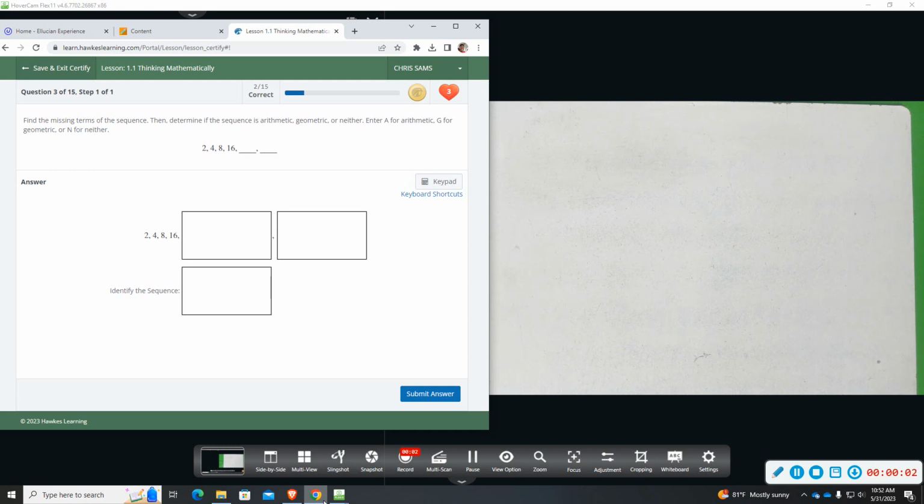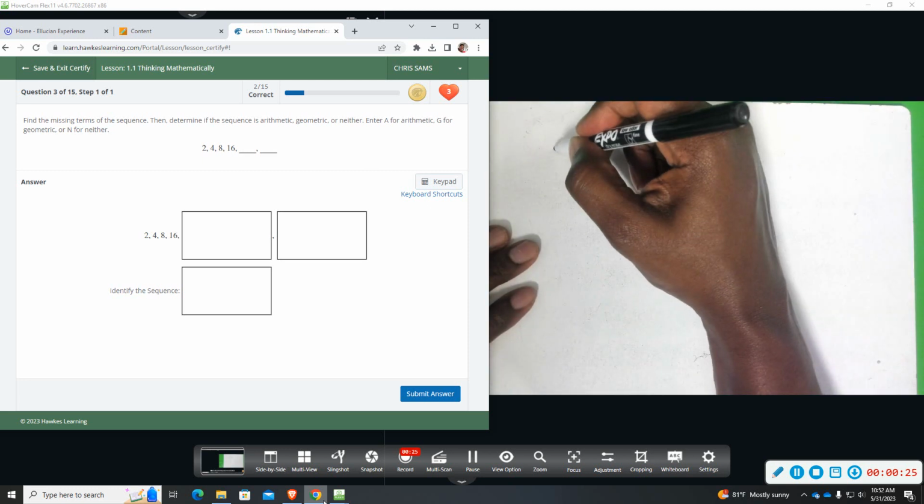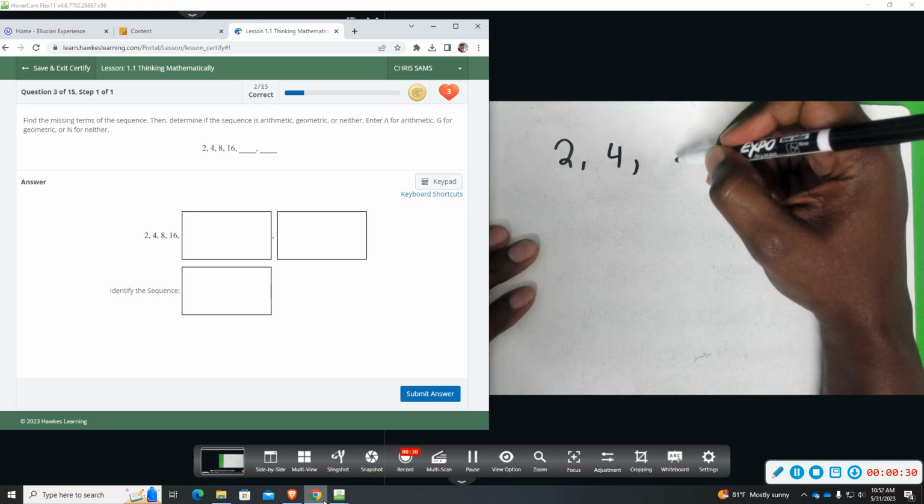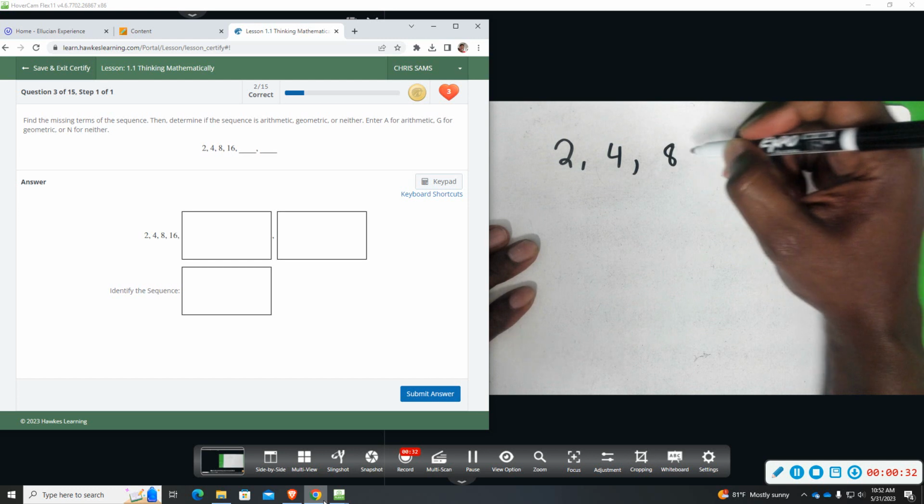Okay, the next few problems we're going to be trying to figure out if the sequence is arithmetic or geometric, and then we'll put an N for neither. So one of two things is going to happen. I'm looking at this pattern and I see 2, 4, 8, 16. So I want to know, is it arithmetic or geometric? And I'm going to tell you the difference between both of those.